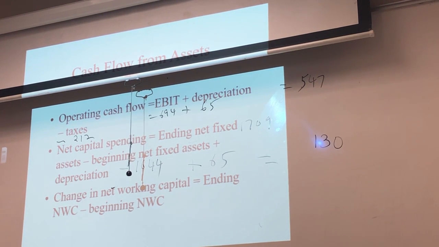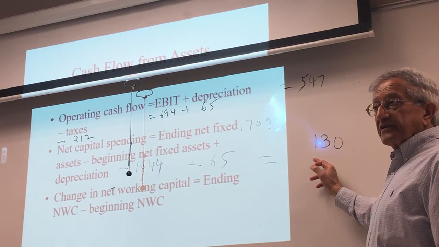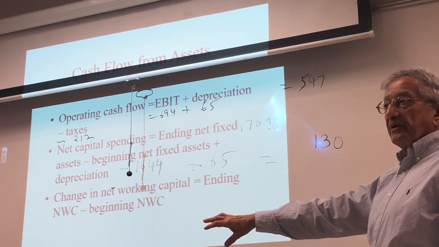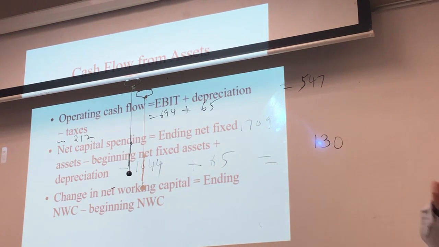Wait, the 547 is cash coming in? 547 is cash coming in. Minus 130 is cash going out on account of new investments in property, plant, equipment, factories, computers, etc.